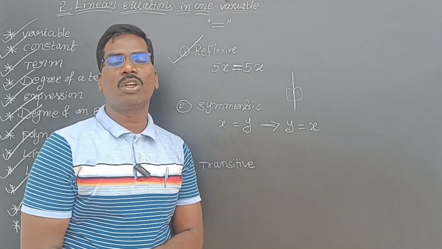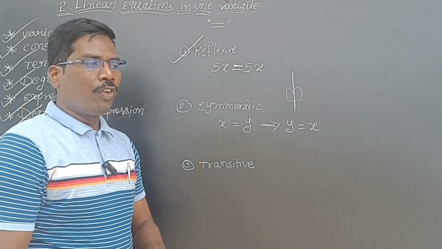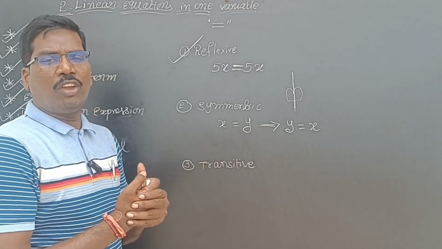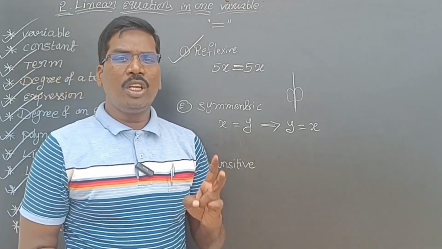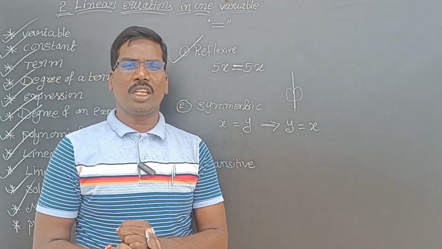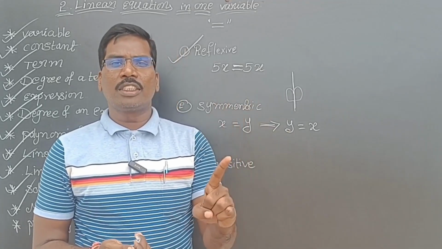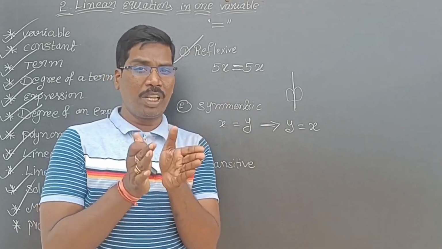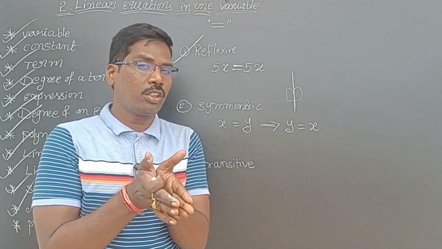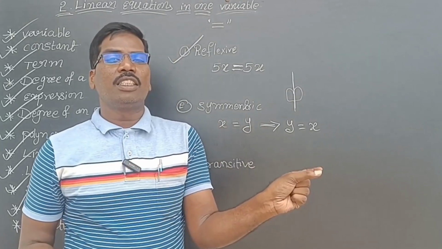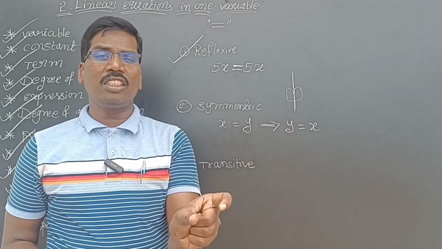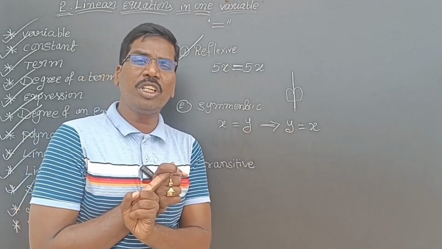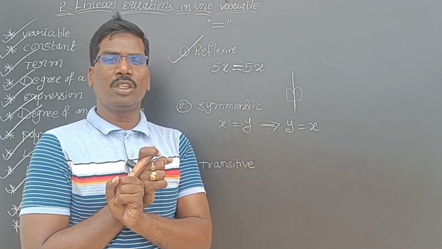Then those are equal to each other. For example, in our day-to-day life, in a family, two brothers are there. If the first one is a brother to the second one, then the second one is also a brother to the first one. I'm taking brothers or sisters also. If the first girl is a sister to the second girl and the second girl is a sister to the first girl, that is called symmetric property.